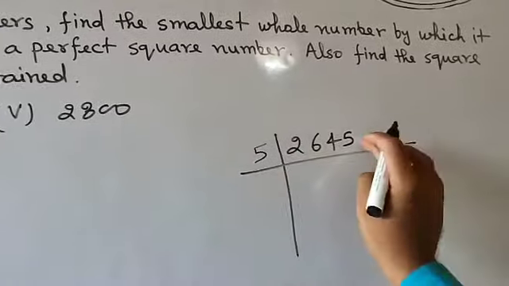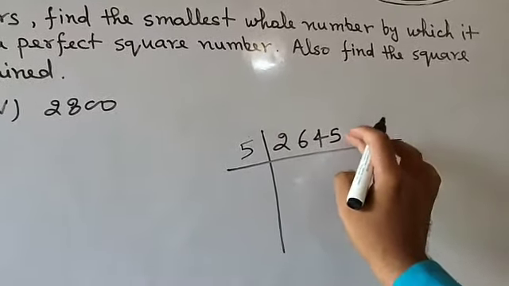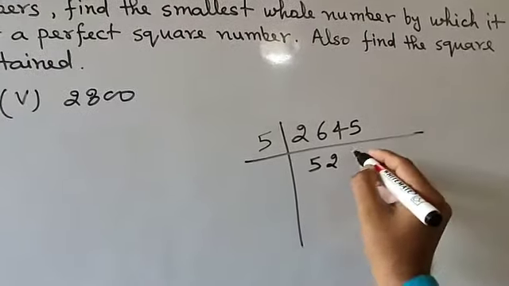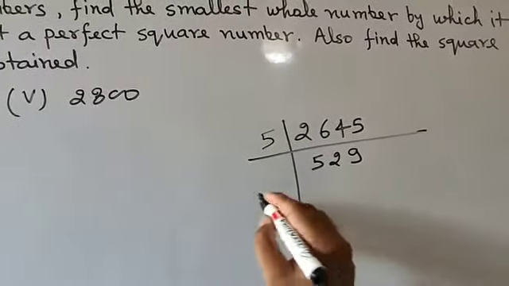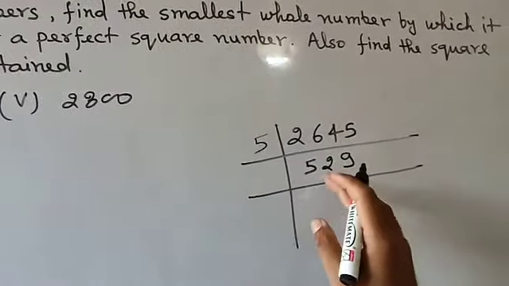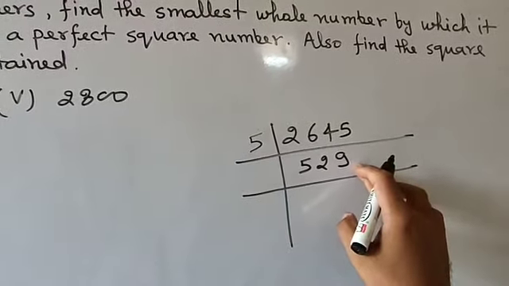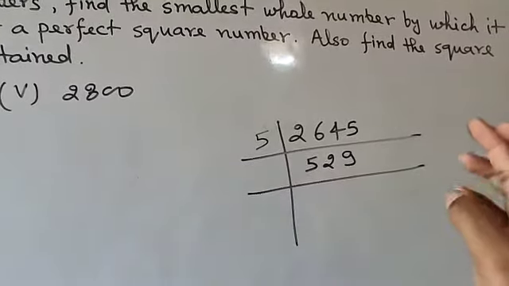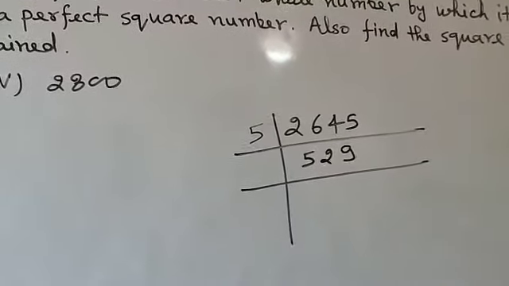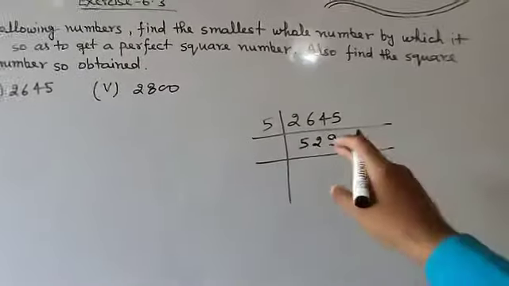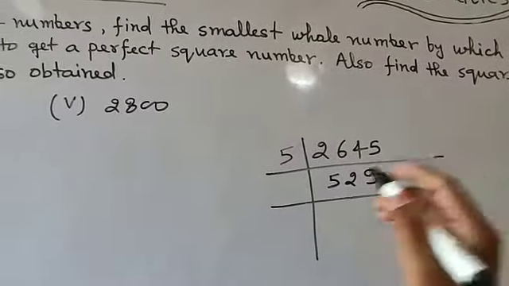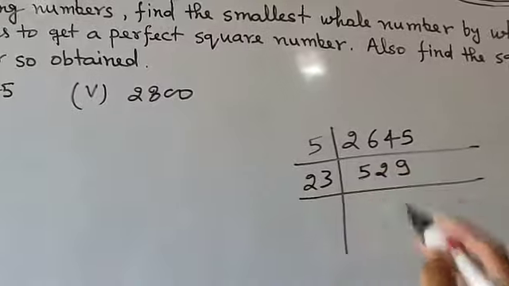So now the unit place is 5, so it will surely be divisible by 5. Then 5 5s are 25, 5 2s are 10, and 5 9s are 45. Now again you will check. It is not going to be divided by 5, then check for 7. 7 7s are 49, 50, 51, it is not divisible by 7. So students, if you check for 7, 11, 13, then you will find that this number will be divisible by 23.